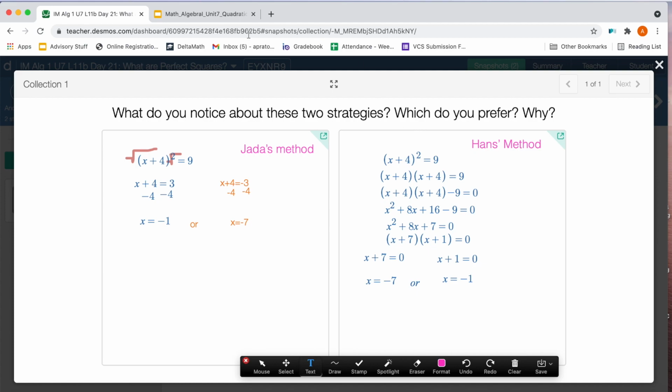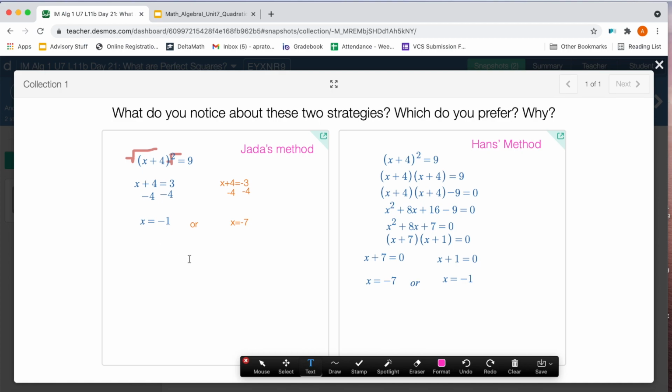All of that is part of the conversation: pointing out those key ideas around the misconceptions and around just how much simpler this is, and emphasizing the idea that you have two solutions no matter what method you use. Then give students a chance to voice which method they prefer. Students might still prefer Han's method because it's more familiar to them. That's okay. We're going to continue working with the perfect square method, and students might begin to shift over to using that method when they are able to use it to solve a quadratic equation.